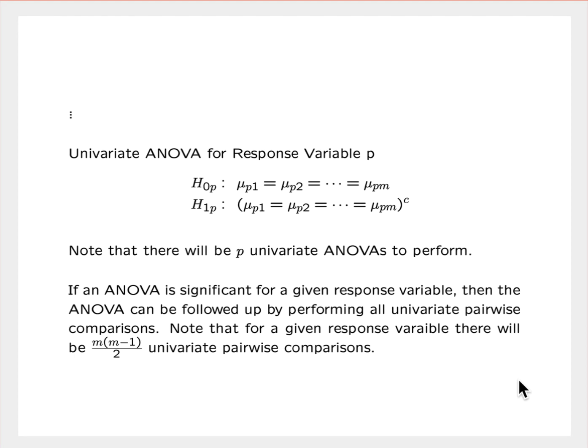The second approach to following up a significant MANOVA is to immediately drop down to the univariate level and do univariate ANOVAs for each response variable. Then for a given response variable, if its ANOVA is significant, in other words, if we conclude that for that variable the population means are not all equal, right? At least one of the populations has a different mean than the others, then the natural follow-up is at that point to do univariate pairwise comparisons.